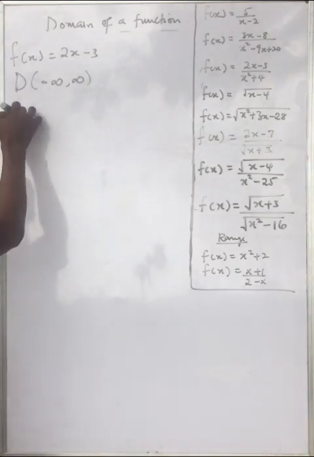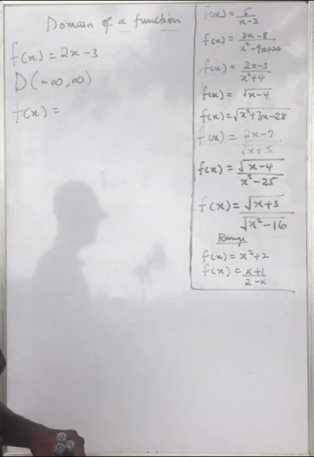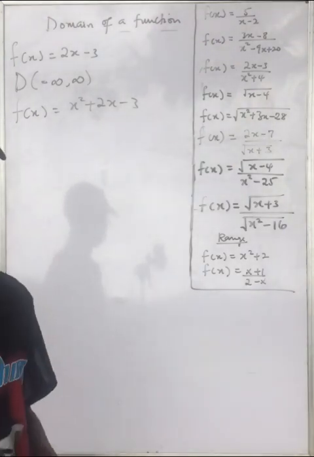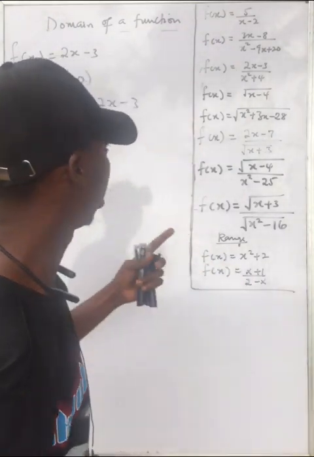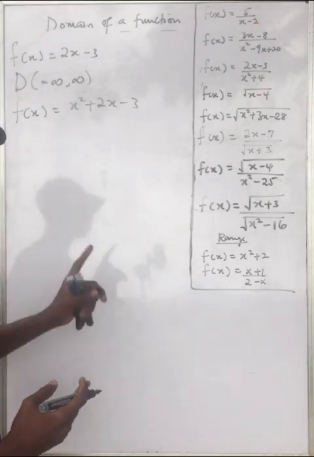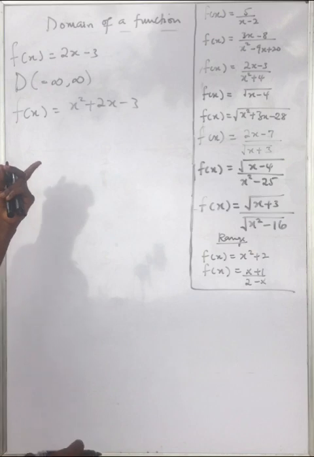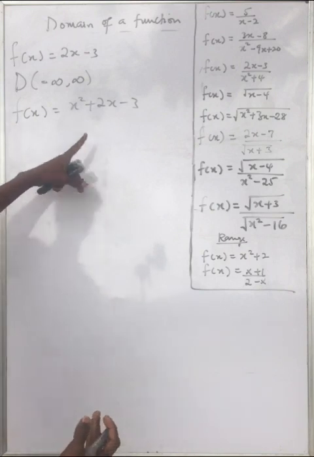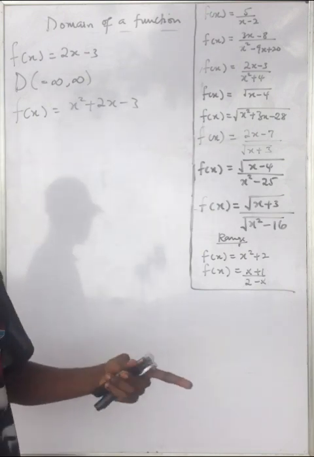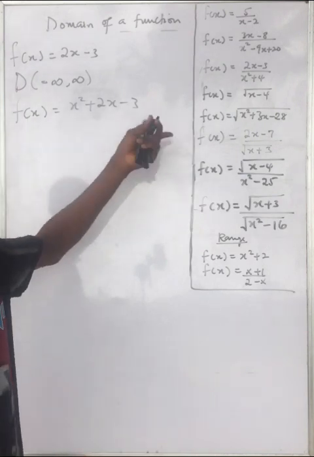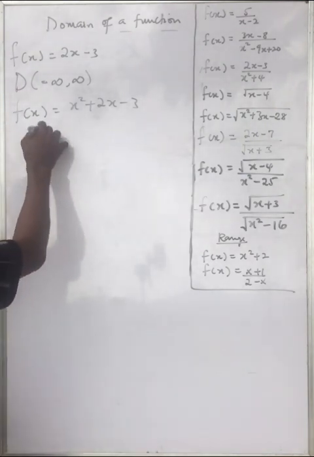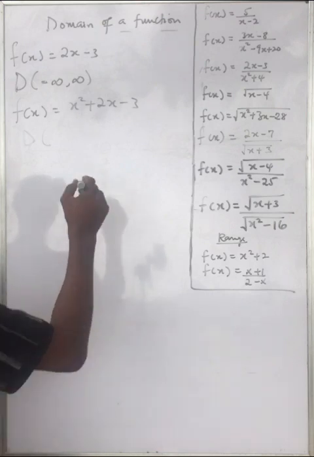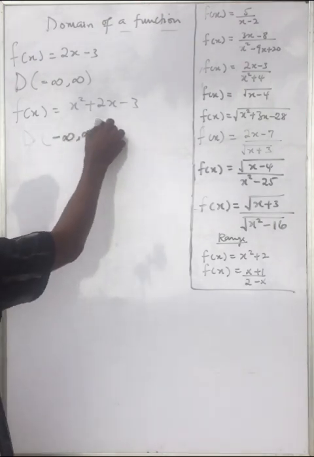So what if we are asked to find the domain of a quadratic function, for example, x squared plus 2x minus 3? How do we find the domain of a function such as this? Very simple. The same idea: the values of x that will not make the function undefined or complex. In this context, can we get a value that will make this function undefined? No, we can't get complex, neither can we get undefined. That means the domain of this function is the set of real numbers, from negative infinity to positive infinity.